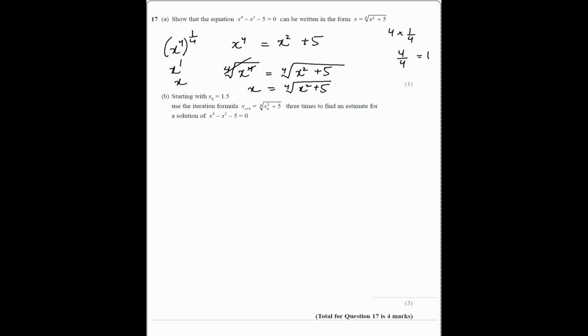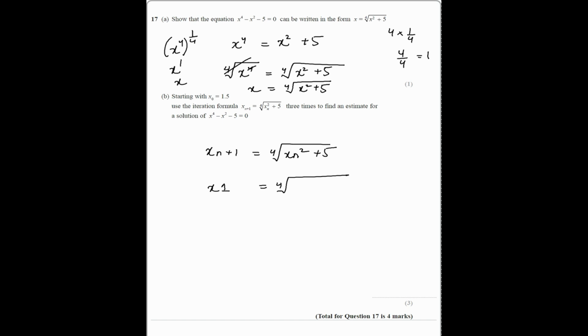Okay, now we dive into the iteration starting with x0 equal 1.5. Use the iteration formula x(n+1) equals 4th root of xn^2 plus 5, 3 times, to find an estimate for a solution of x^4 minus x^2 minus 5 equals 0. So we will plug it into our formula x(n+1) equals the 4th root of xn^2 plus 5. Now we can write it as x1 equals the 4th root of xn^2.